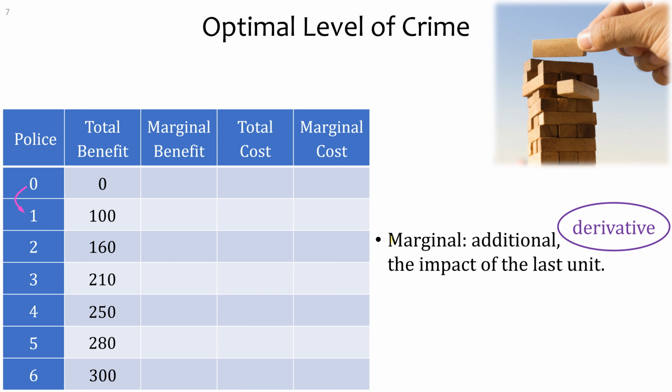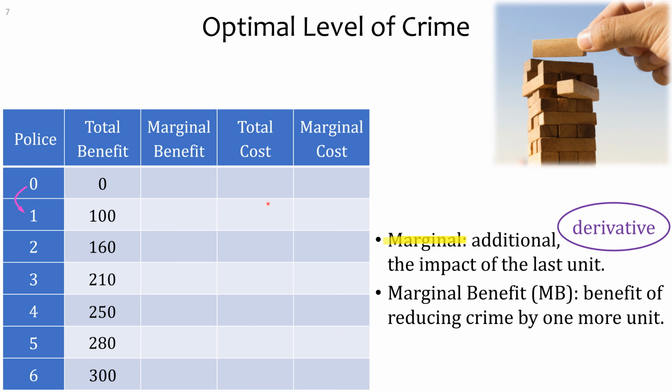So this is a super important concept that I want to emphasize. In the first step, we want to look at what is the marginal benefit of the first police officer. That would be the benefit of reducing crime by 1 unit. When we move from 0 to 1, the benefit goes from 0 to 100, so that's going to be 100.